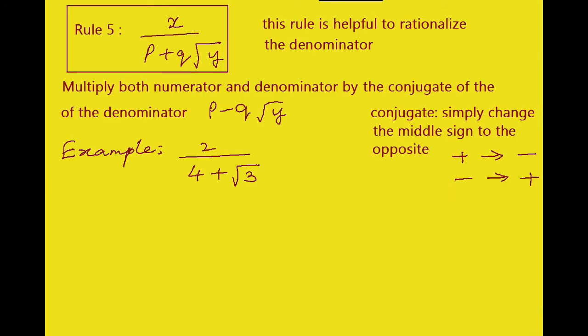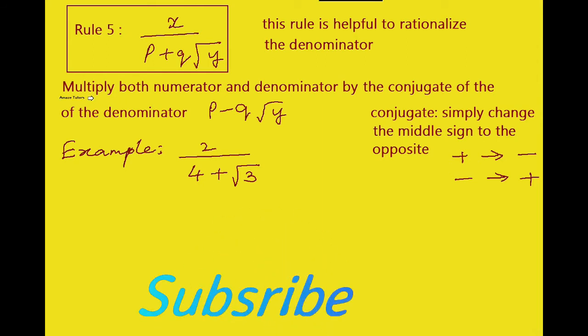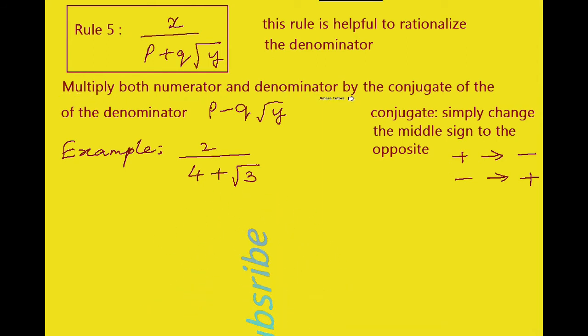Let's proceed to rule 5. This is the same as rule 3, which is rationalizing the denominator. In rule 3, we had only root y, a single surd. But here, p plus q root y. These two are rational numbers. This is an irrational number. So here also, to avoid the irrational number in the bottom, this is called rationalizing the denominator. What will we have to do? Multiply both numerator and denominator by the conjugate of the denominator. So conjugate, that is what we are going to do.